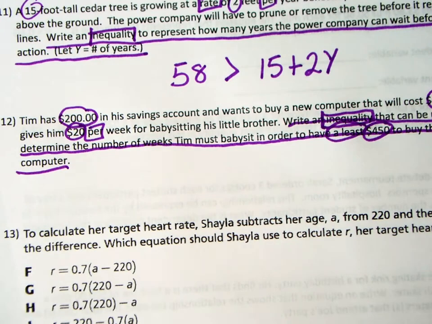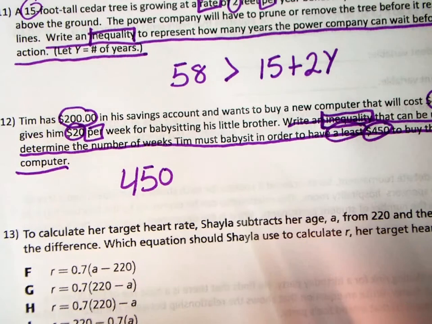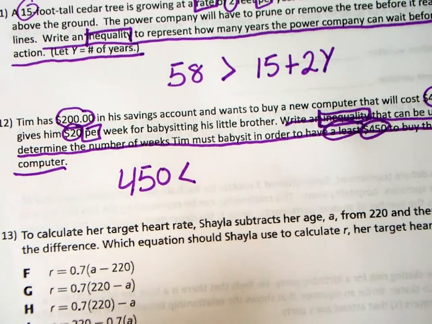So what is that key number? What is the number we're trying to get to? $450. Now, is that the minimum that he wants or the maximum that he wants? Minimum, because if he gets more, is he going to be happy? Yeah, he can do something else. So the alligator does not want the minimum, so it's going to go away.